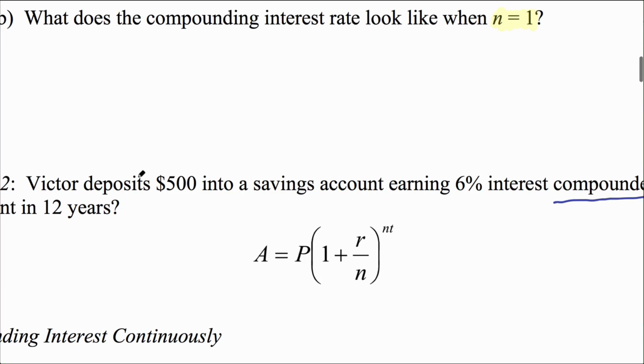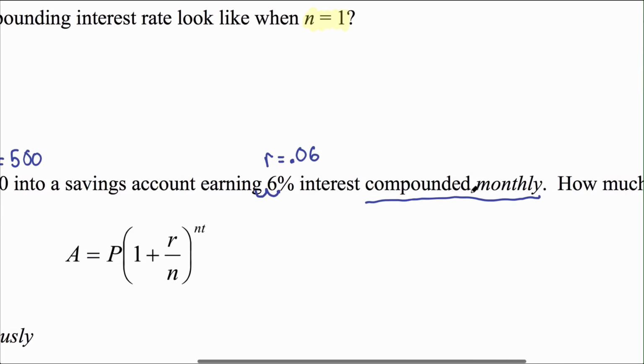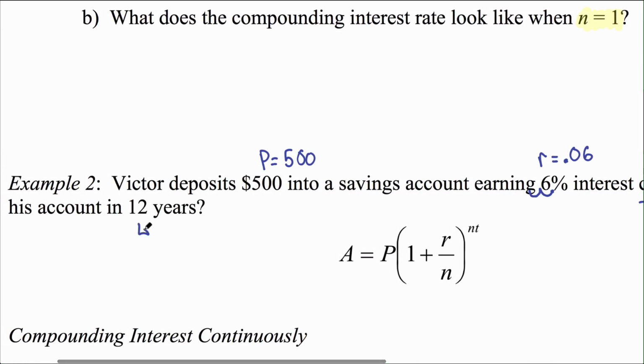Okay, so depositing $500, that is our principal amount. So our P value is 500. This 6% is going to be our interest rate. Now remember, we want our interest rate as a decimal, so we're going to move that decimal to the left 2 places. So our R value is 0.06. We're told that we're compounding monthly, so our N value is 12 months in a year. And it's going to be in there for 12 years, so our T value is 12 as well.